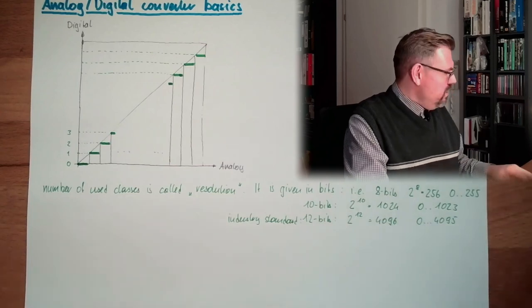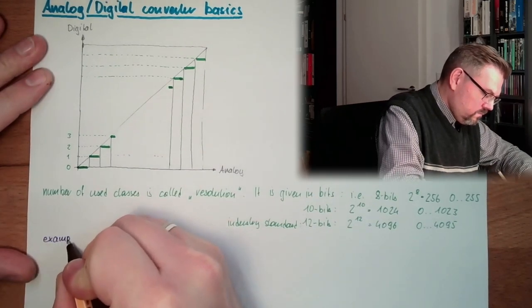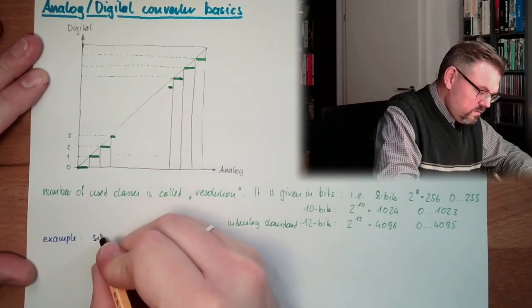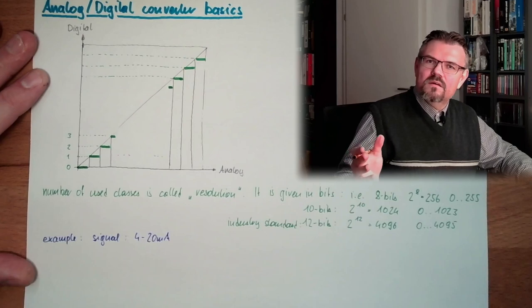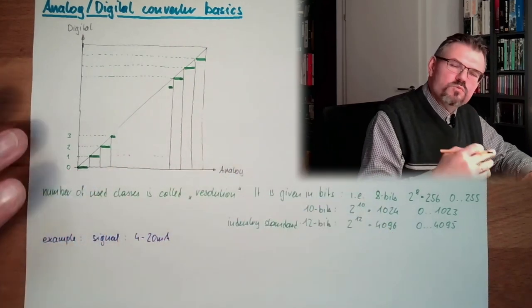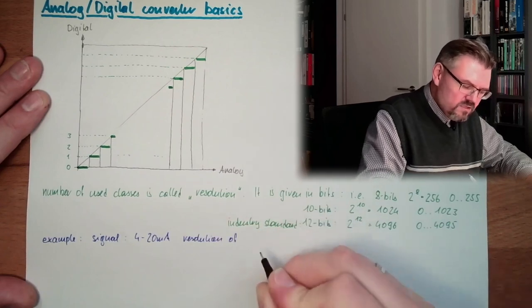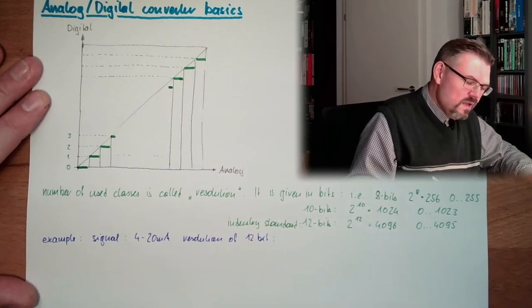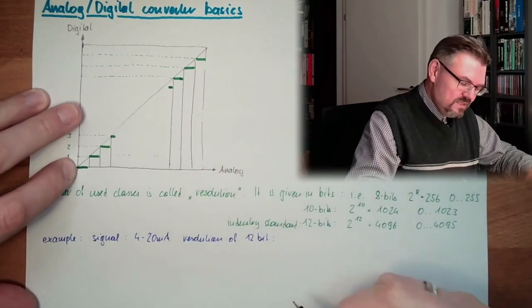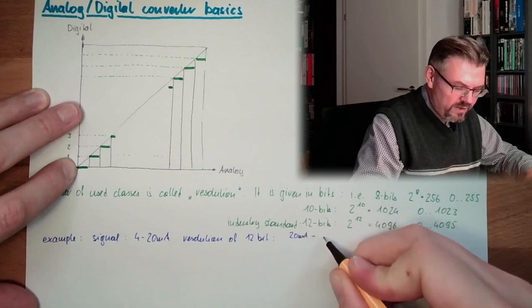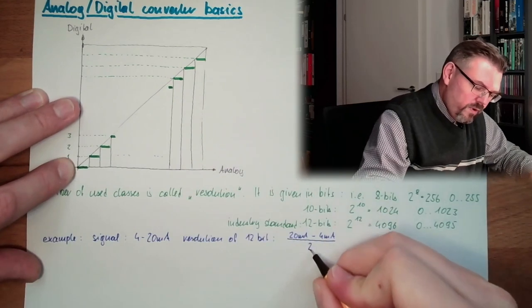Let's make an example. We have a signal of 4 to 20 milliamperes. Standard signal, right? How broad, how many milliamperes broad is one class? And we have a resolution of, let's make industry standard, 12-bit. How broad is this? If this is 4 milliamperes and this is 20 milliamperes, we have in between 16. So we have 20 milliamps minus 4 milliamps, this is the difference, divided by 2 raised to the power of 12.